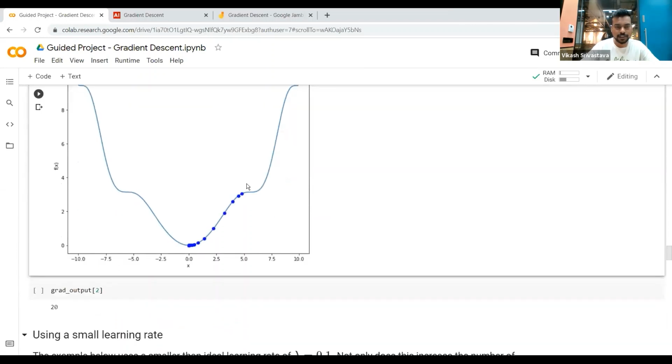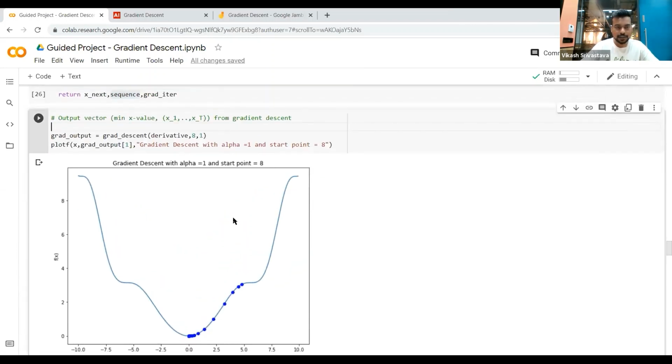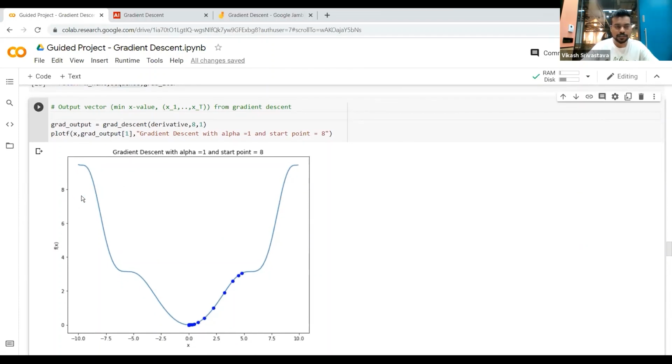Right, so now as you can see, we started at, let's say, 8. We started at this particular point. Of course, this is not shown here, but I can denote it here. So this particular point is the starting point. So we started here.